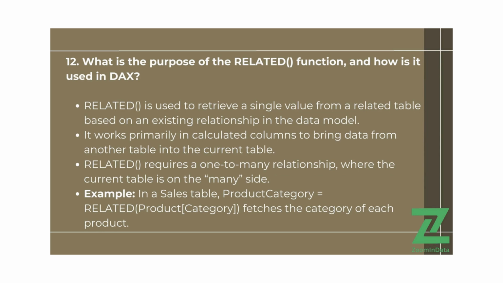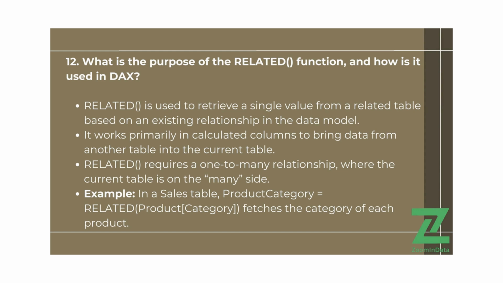12th question. What is the purpose of the RELATED function, and how is it used in DAX? RELATED is used to retrieve a single value from a related table based on an existing relationship in the data model. It works primarily in calculated columns to bring data from another table into the current table. RELATED requires a one-to-many relationship, where the current table is on the many side.